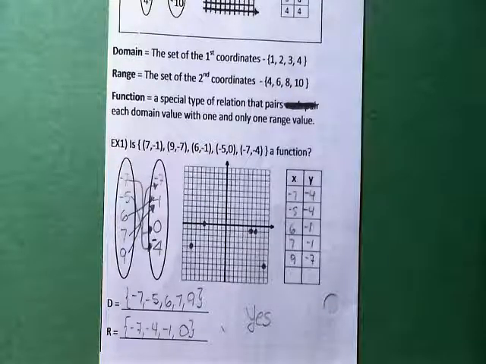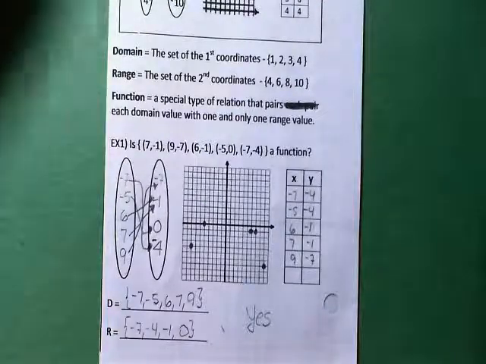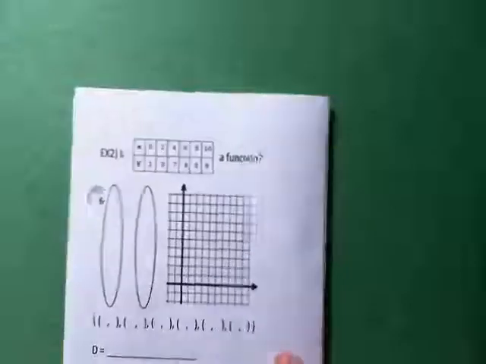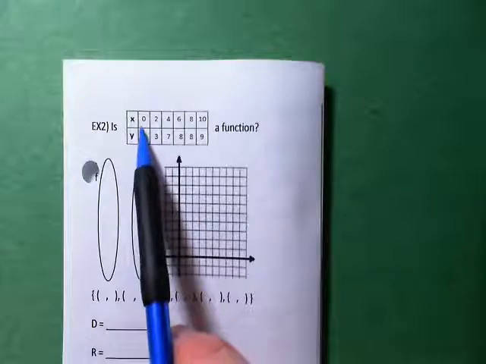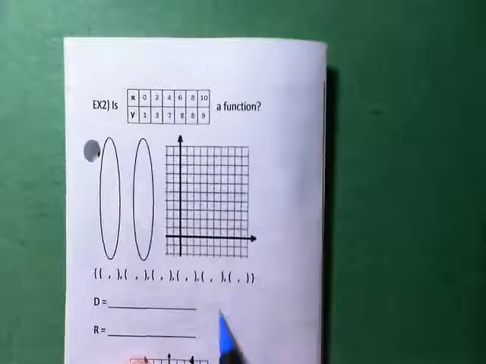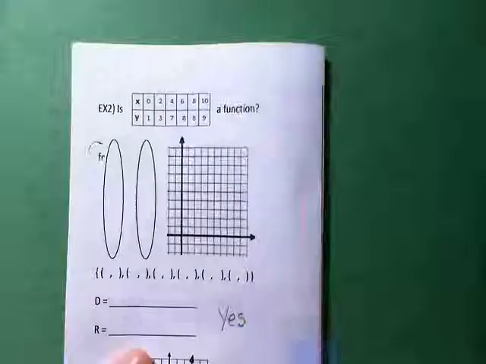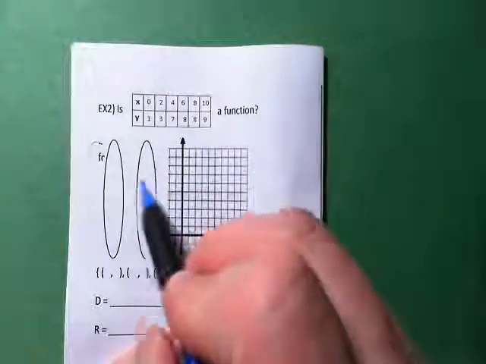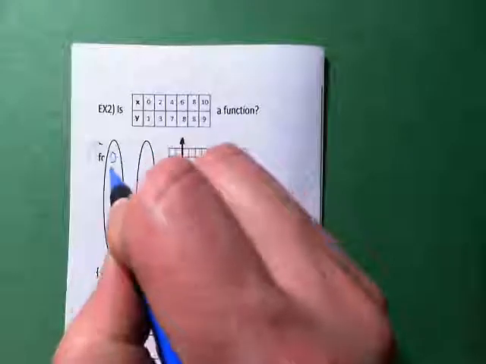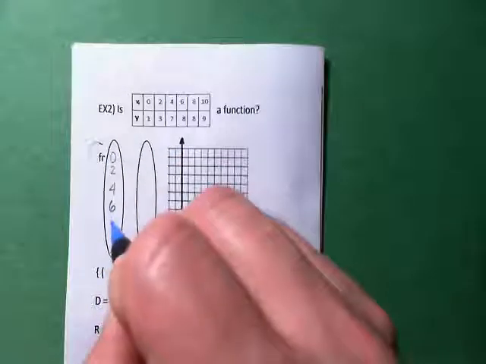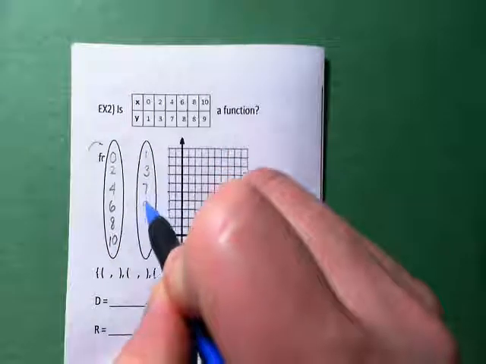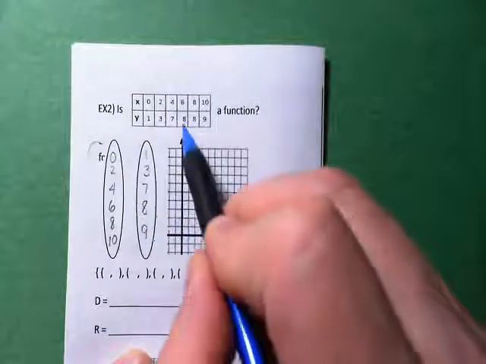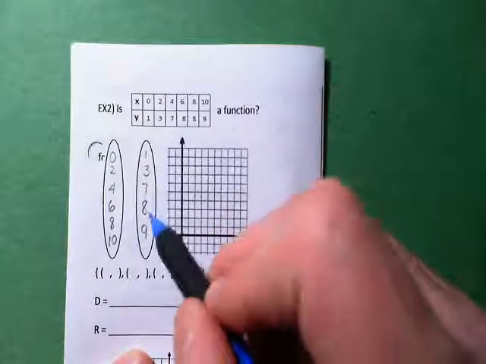So let's go ahead and do example number 2 on the next page. In example number 2, here I'm given a table, and I'm asked, is it a function? Well, if you check, the x values don't repeat, so that's an indication that yes, it is a function. Also, we're asked to create a diagram, so let's write it: 0, 2, 4, 6, 8, and 10. And this would be 1, 3, 7, 8, and 9. Notice there's 2 8's over here, but I only write it once.